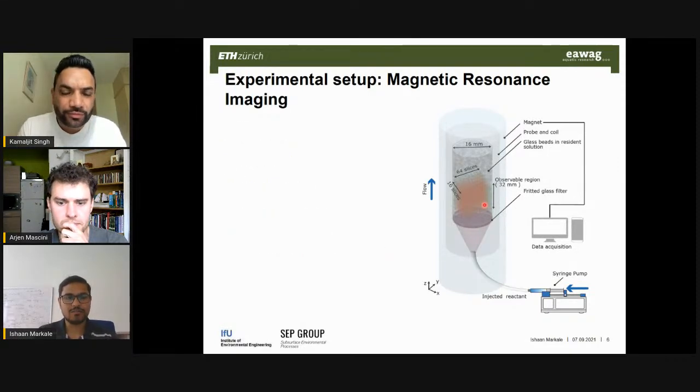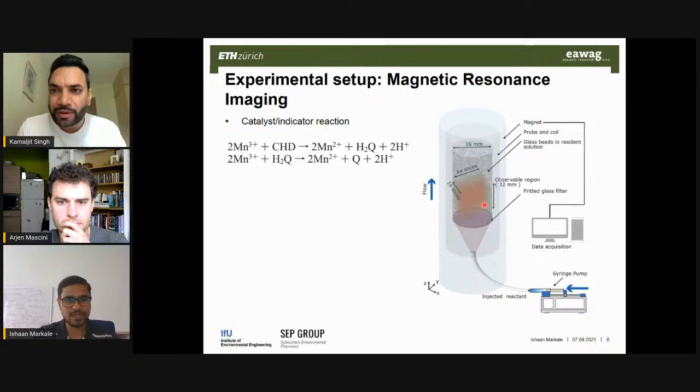So a little bit more about the setup. The reaction that we used is a catalyst indicator reaction, which is given by this equation here. And the important thing to note is that it's a reduction reaction, so it goes from manganese 3 plus to manganese 2 plus.